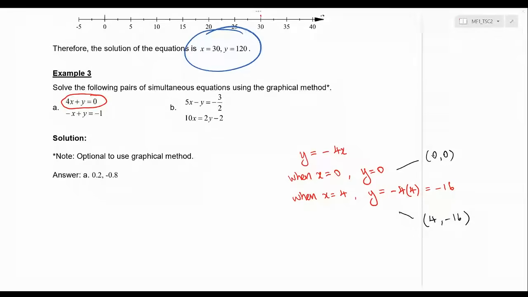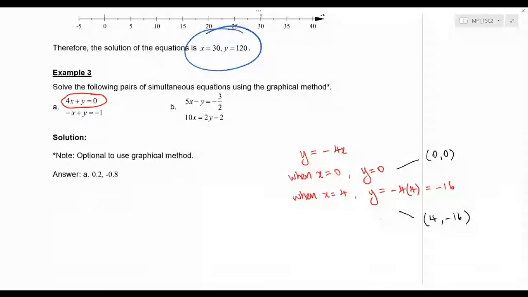When you plot them, I can draw (0, 0) and (4, minus 16). You may not see anything at this moment, but I'm going to plot it for you.